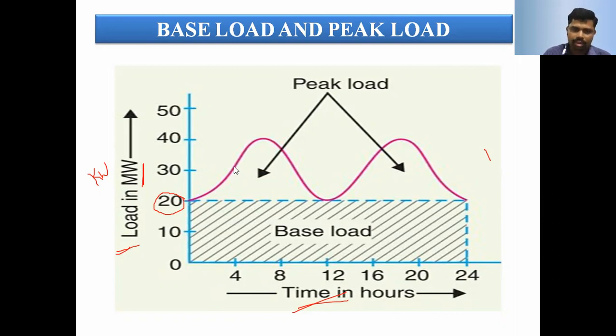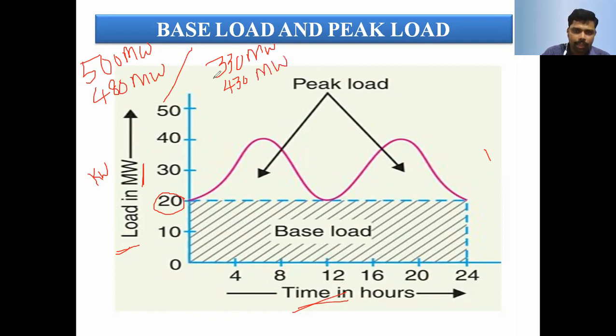Sometimes it is either 30 megawatt, or in this figure 40 or 50 megawatt. But we take the example of a thermal power plant with a plant capacity of 500 megawatt, and the generation capacity is 480 megawatt. In that particular power plant, 330 megawatt is base load, and the peak load is considered in between, that is 330 to 430 megawatts.